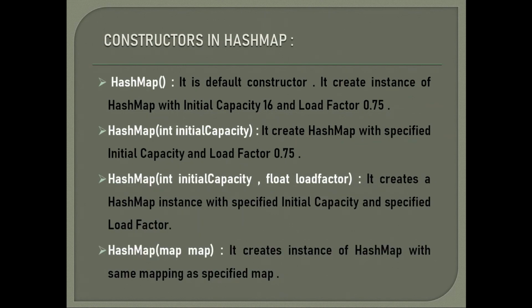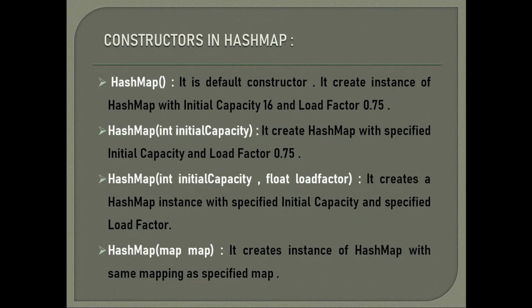Now, what are the constructors in HashMap? HashMap consists of 4 constructors. HashMap() is the default constructor. It creates an instance of HashMap with initial capacity 16 and load factor 0.75, which are the default values. HashMap(int initialCapacity) creates a HashMap with the specified initial capacity and load factor 0.75. It means that the default load factor is used, but we can give a specified value to the initial capacity. Then HashMap(int initialCapacity, float loadFactor).